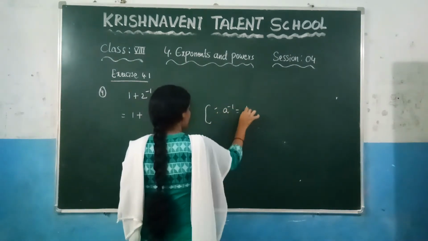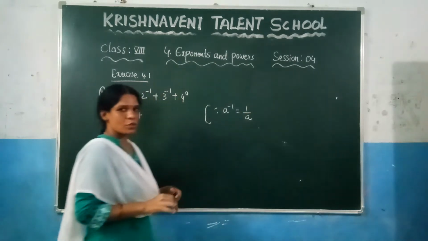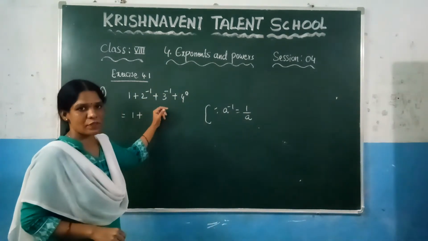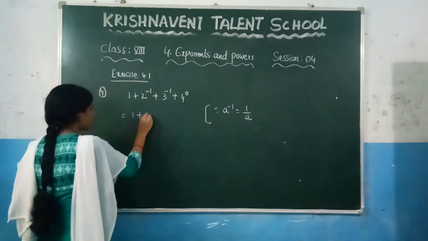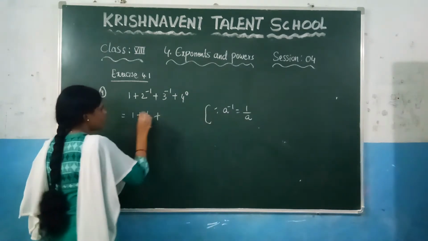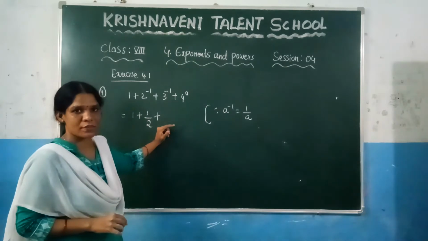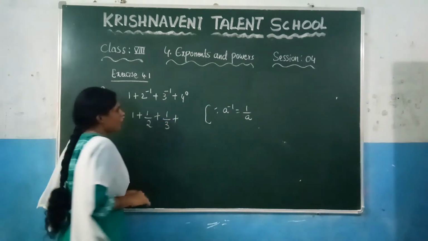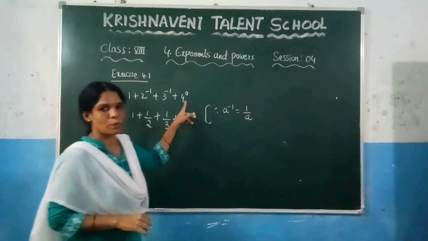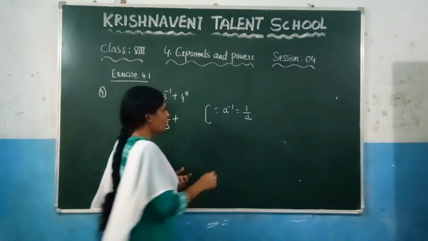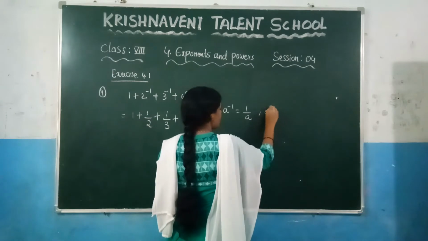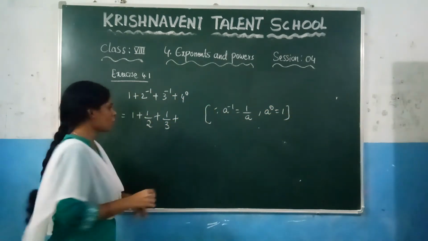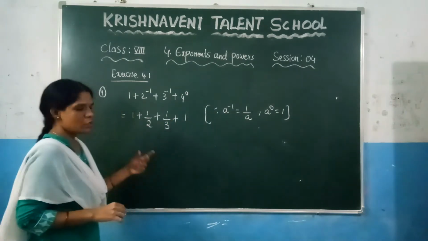minus n is nothing but 1 by a power n, right? So you can apply this law of exponent here. You can write 2 power minus 1 as 1 by 2, and similarly here you can write 3 power minus 1 as 1 by 3. Write it here 1 by 3. And again you know that anything to the power of 0 is always equal to 1. So here since a power 0 is equal to 1, you can write in place of 4 power 0, which is 1. Now just add it.